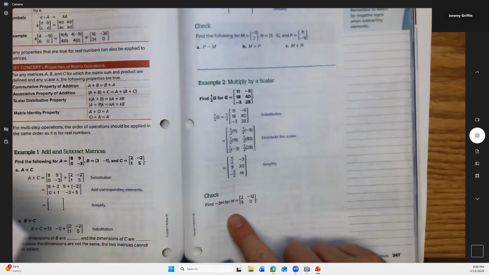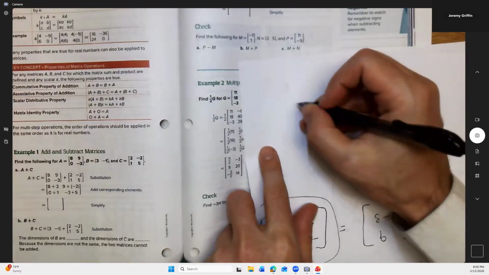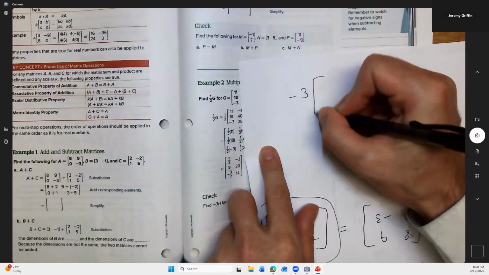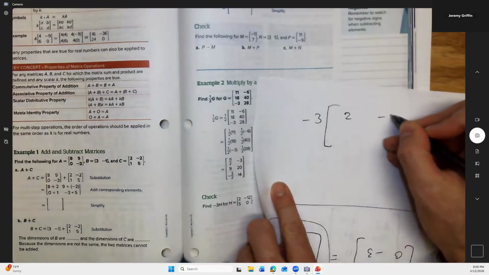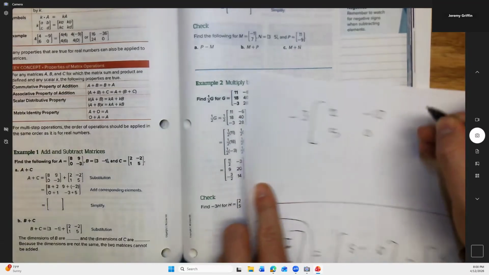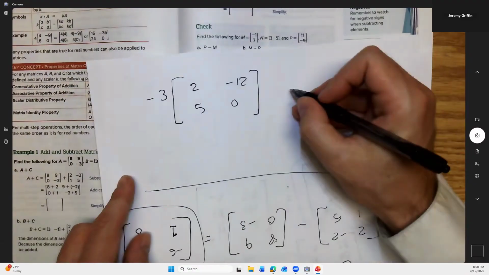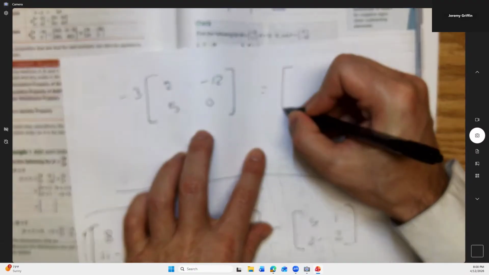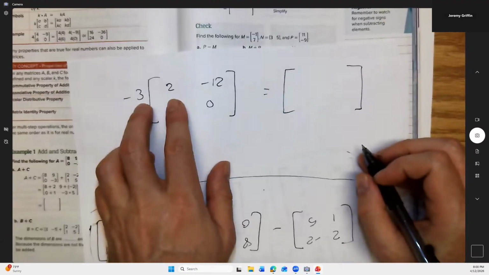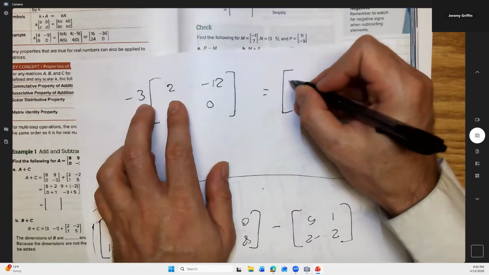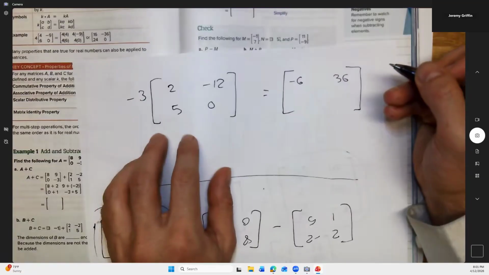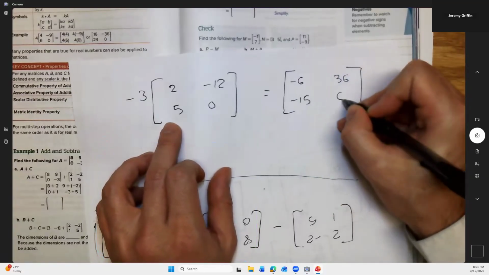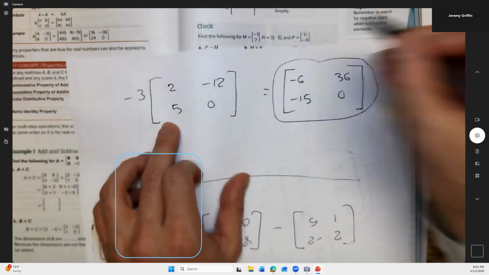Let's do this one down here, it looks fun. They're asking what's -3h, where h is 2, -12, 5, 0. I can multiply -3 by each one of these pieces. So -6, +36, -15, and 0. There's the answer.